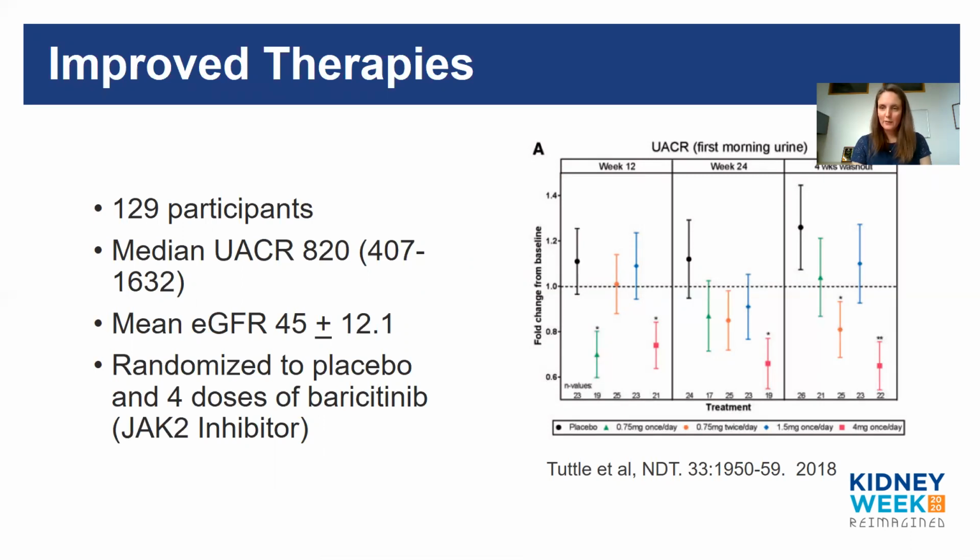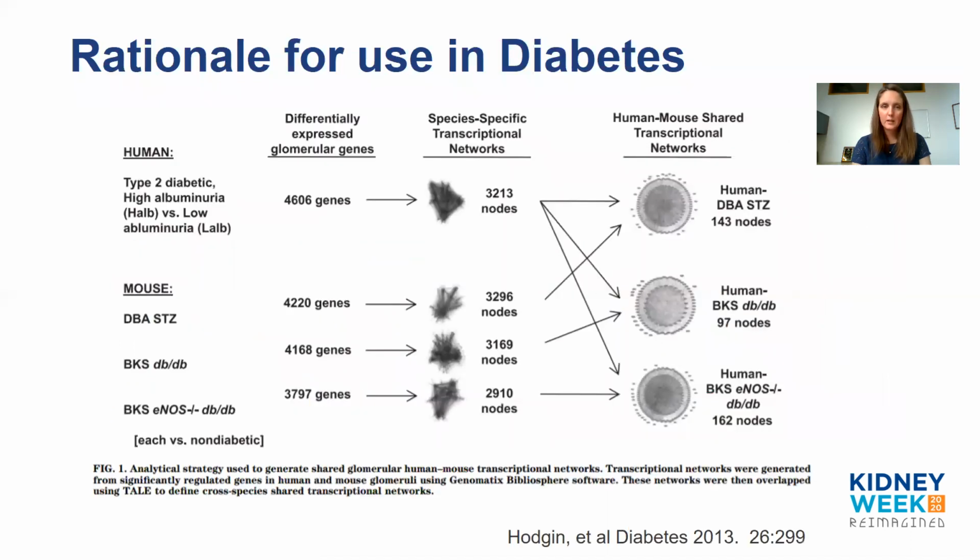So where did the idea for baricitinib and diabetic nephropathy come from? Well, actually it came from multiscalar integration. So for example, this study kind of lays out how that pathway was identified.